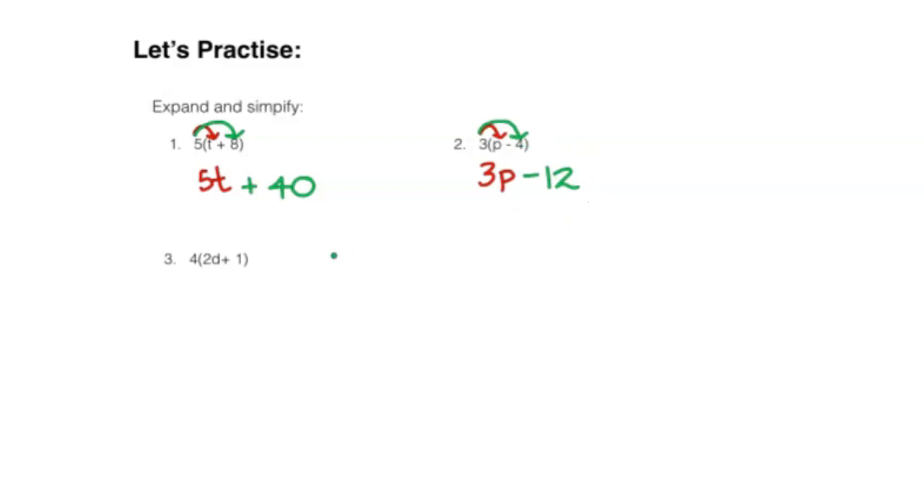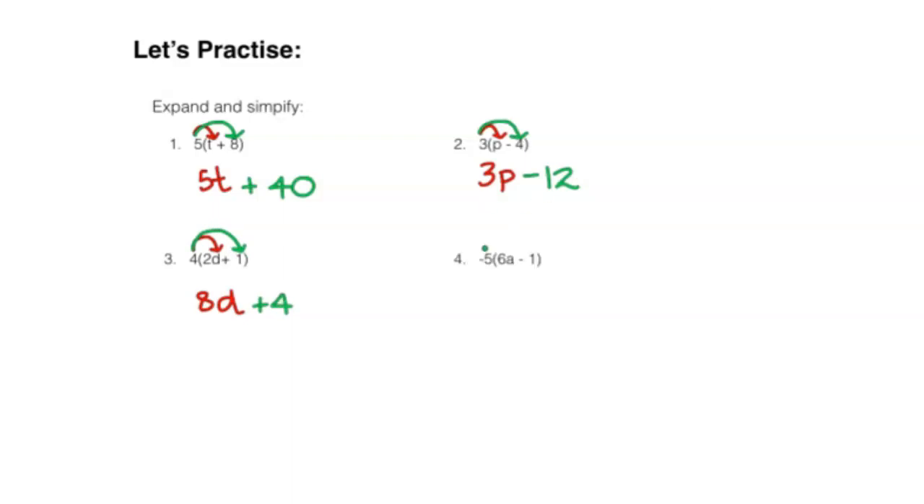Our third example is 4 multiplied by, in brackets, 2d plus 1. So once again, 4 multiplied by 2d is going to be 8d. And 4 multiplied by positive 1 is just positive 4.